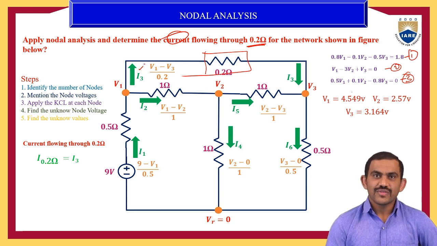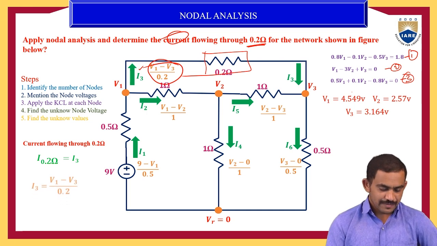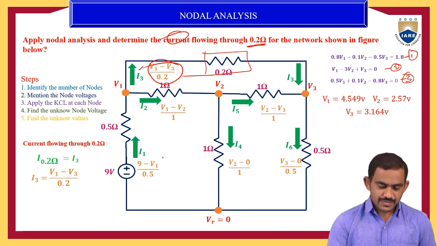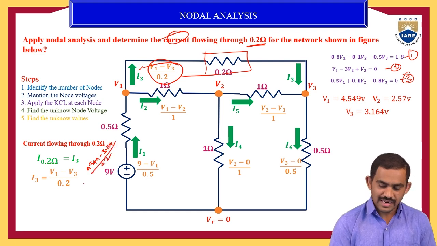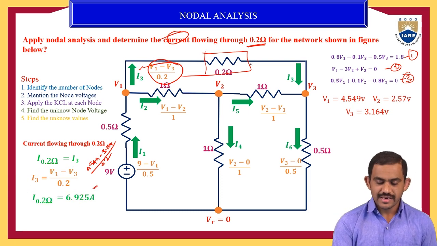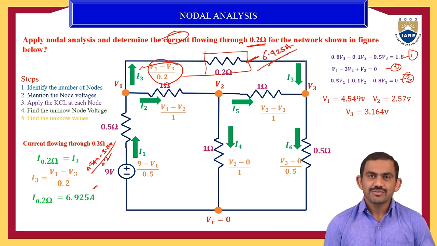Am I right? If I know the I3 current, it is nothing but your 0.2 ohm current. So what is the I3 current? V1 minus V3 by 0.2. So that is your I3 current. Just substitute the V1, V3 values. You will get the 0.2 ohm current. Just substitute the values. How much? 4.549 minus 3.164 by 0.2. So we'll get I3 equal to 6.925 amps. So here the current is 6.925 amps. This is using nodal analysis.